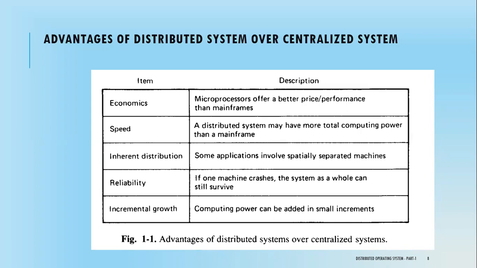Both of these can wreak major havoc on the company's operation. In contrast, with a distributed system, it may be possible simply to add more processors to the system, thus allowing it to expand gradually as the need arises. So these are the advantages summarized on the screen.